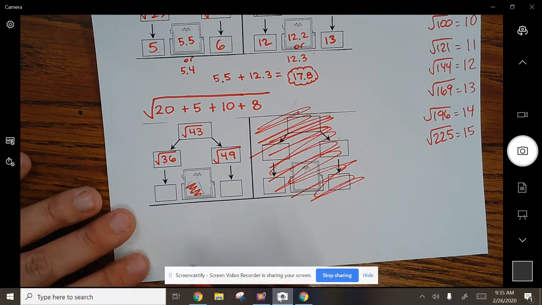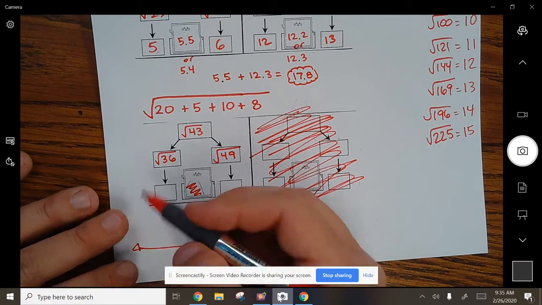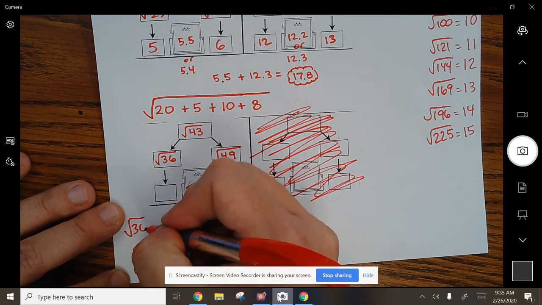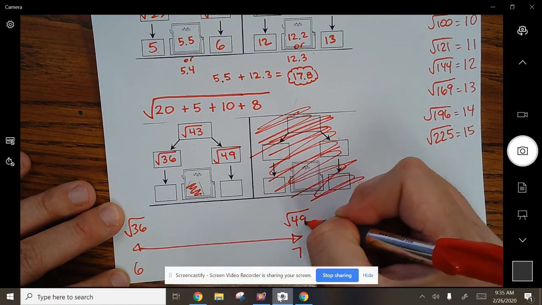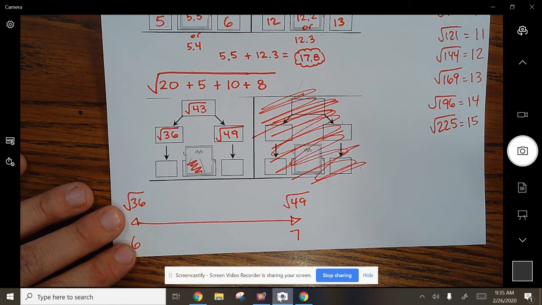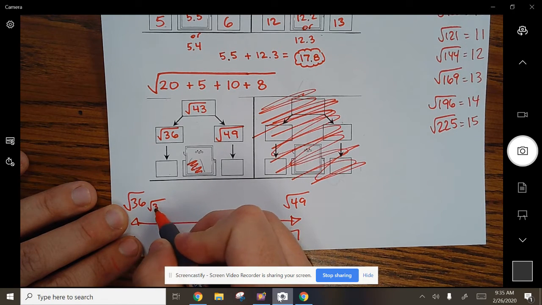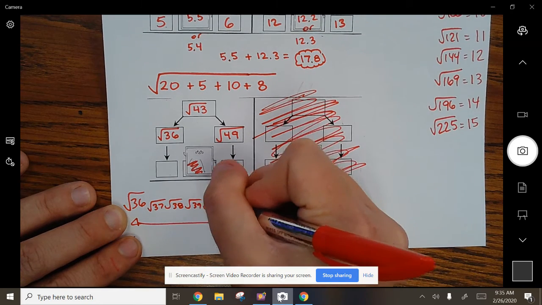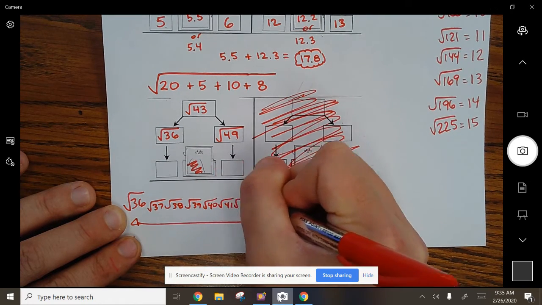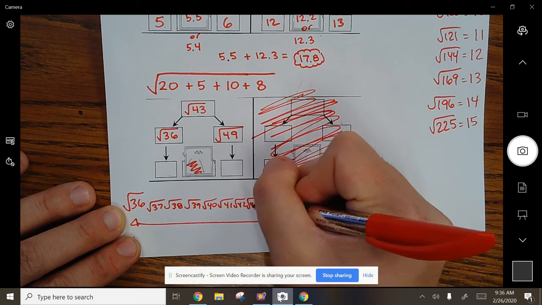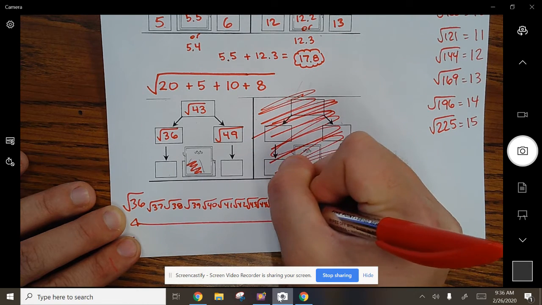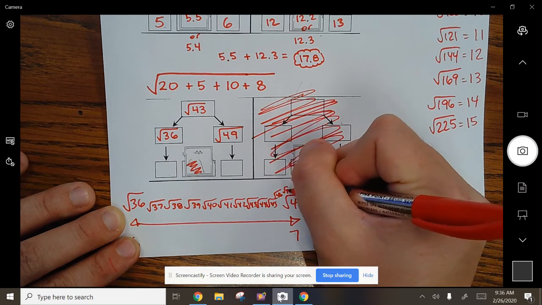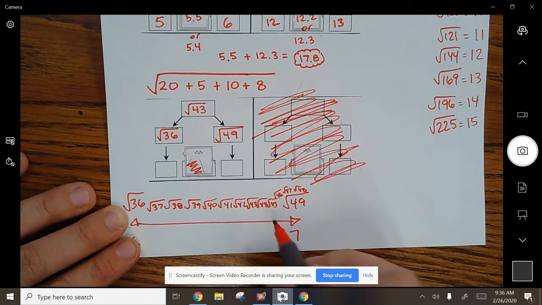49. And I'm going to do this number line again, just for fun. I want to make sure if people are still struggling. This is square root of 36 is 6. Square root of 49 is 7. If I did 37, 38, 39, 40, 41, 42, 43, 44. I'm going to write small. 45, 46, 47, 48. So I ran out of room a little bit.